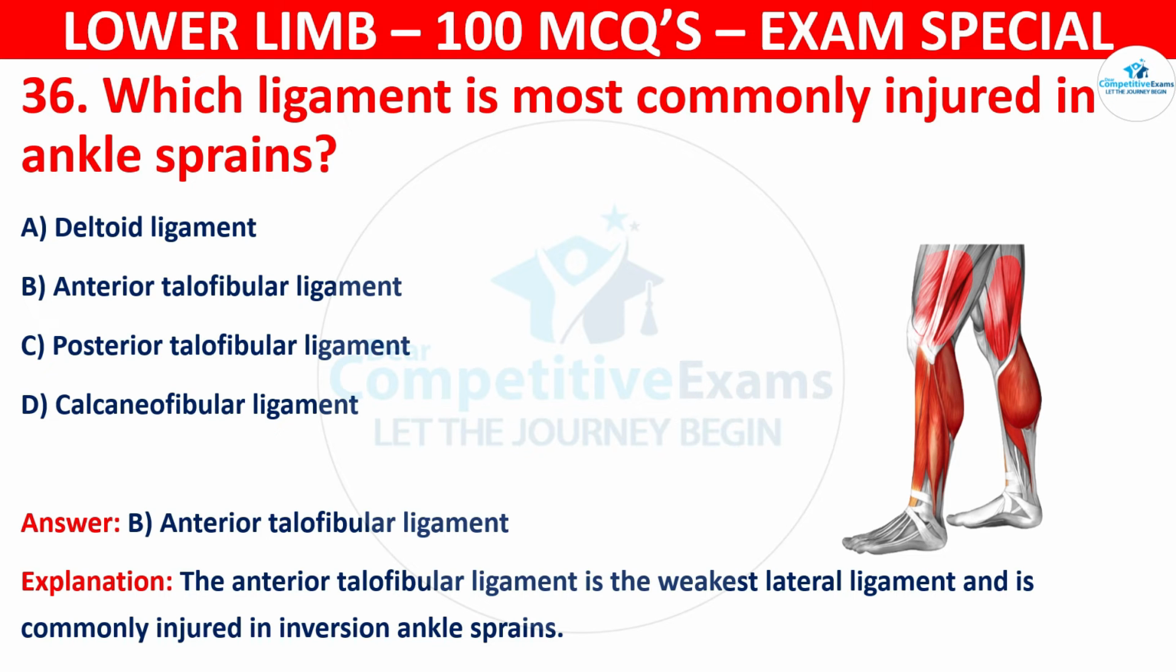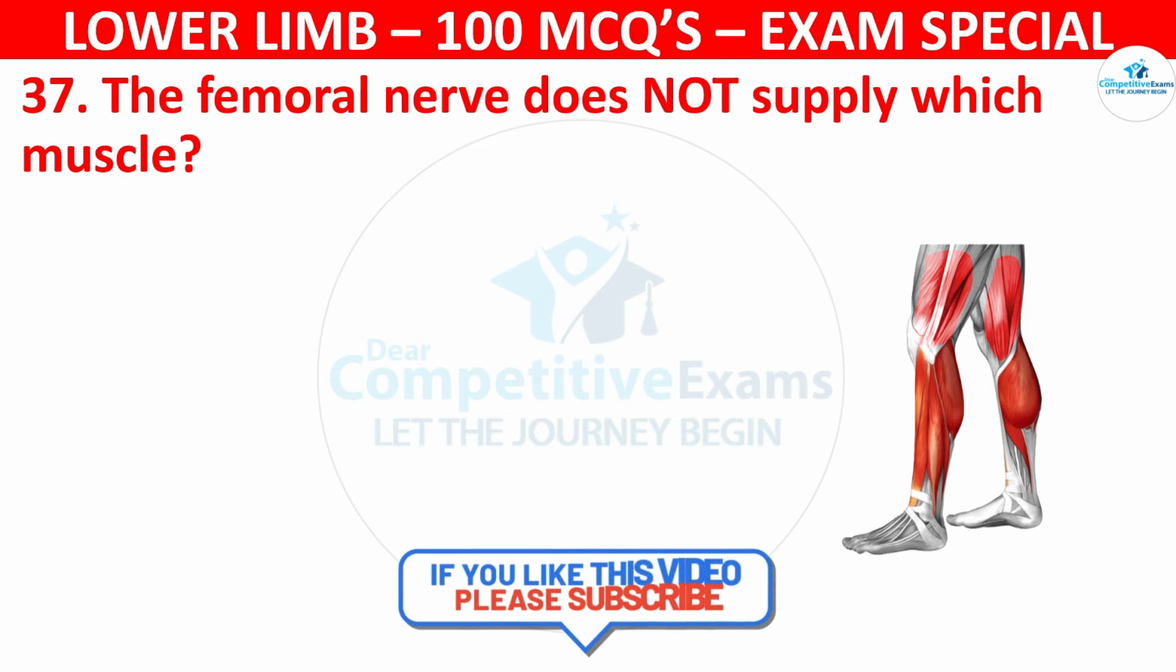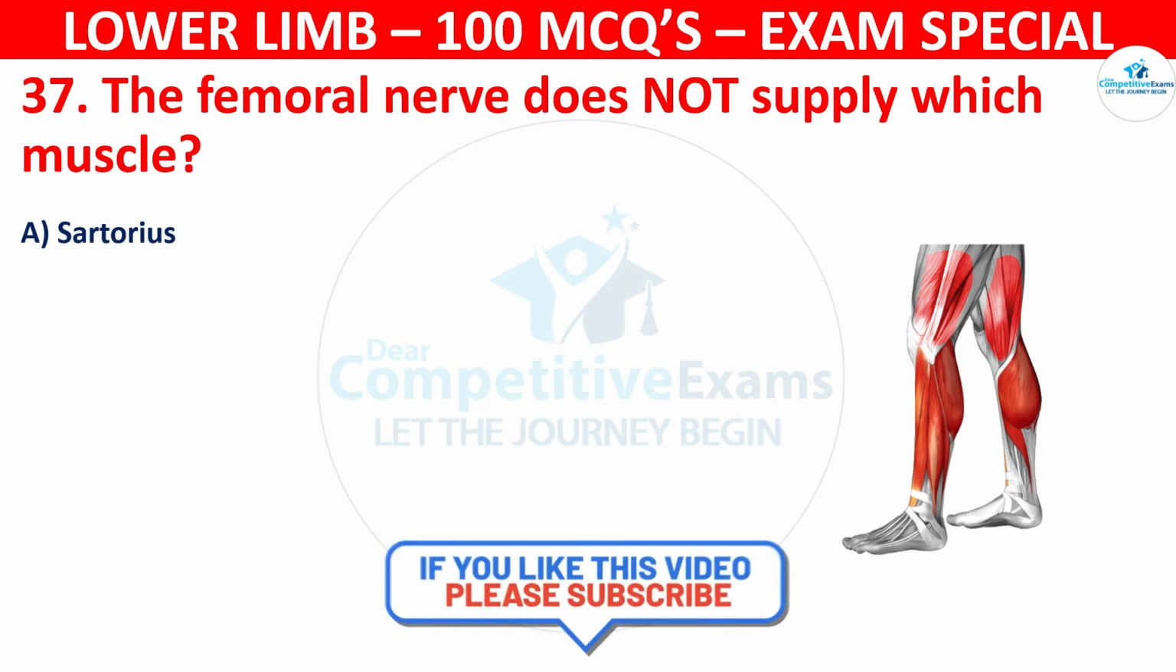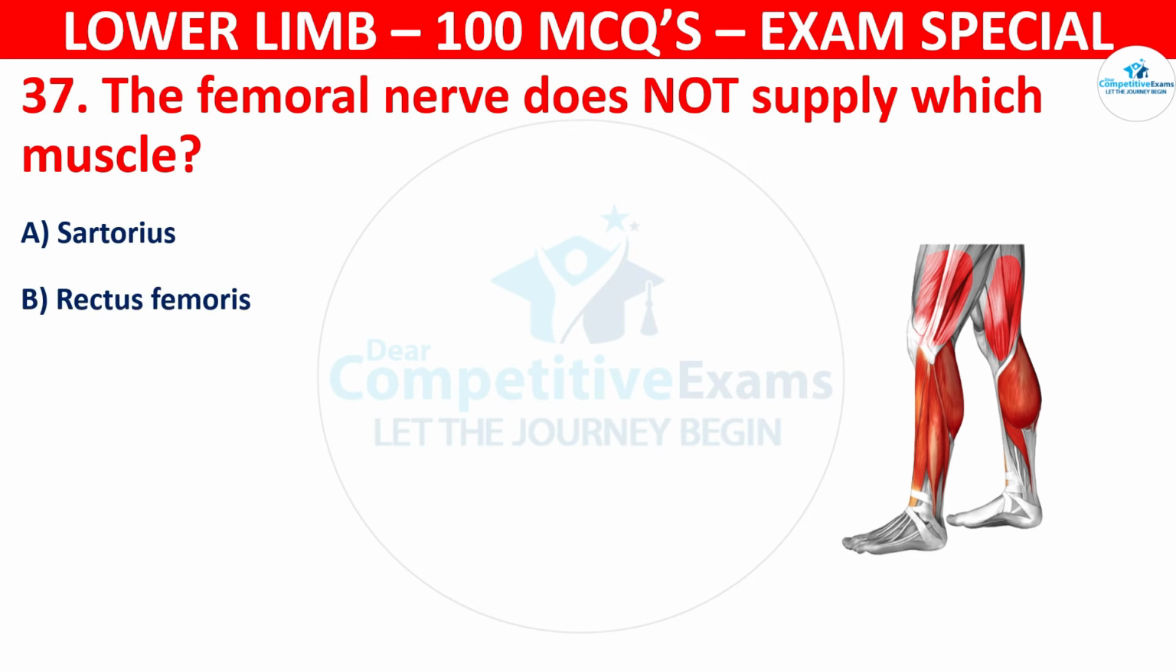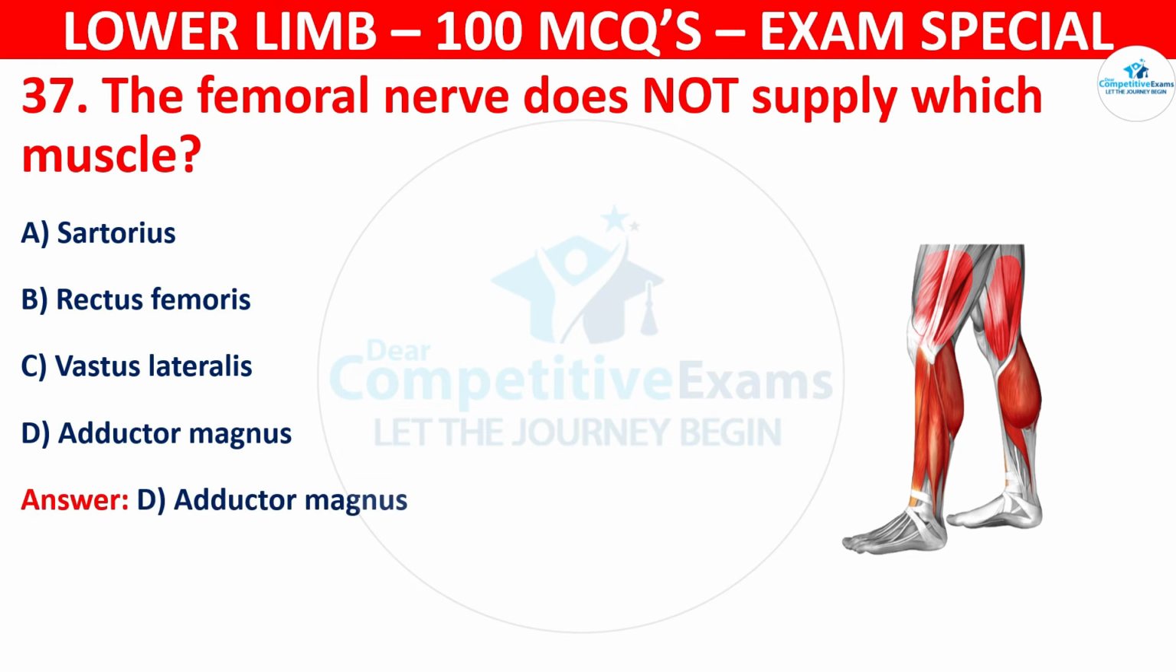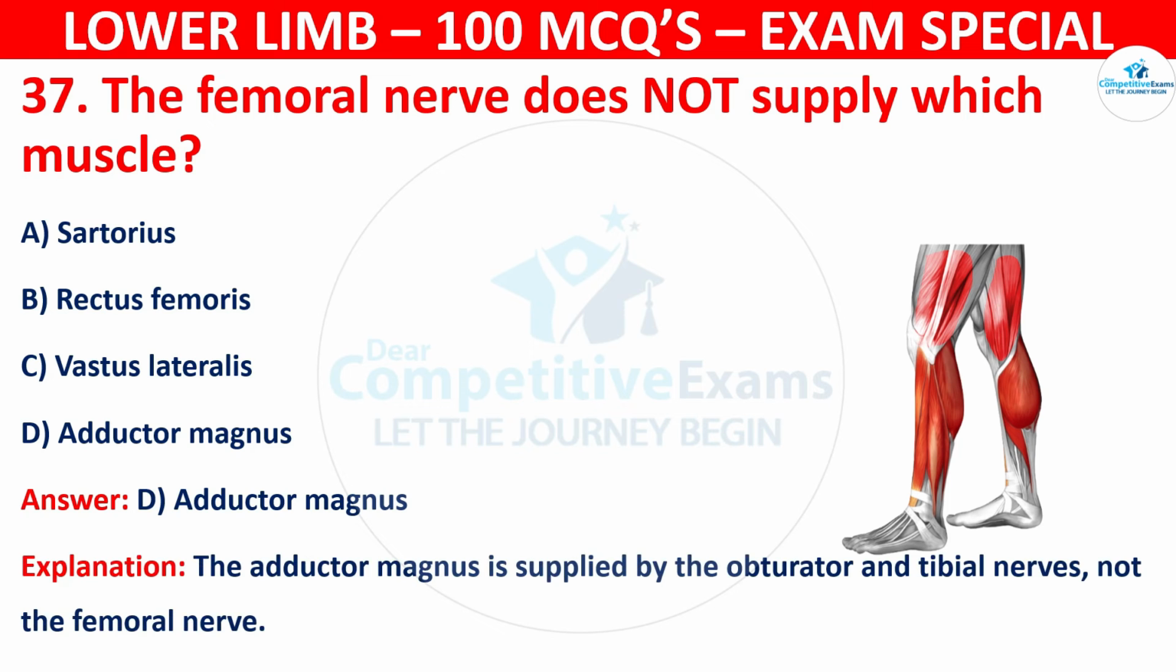Question number 37. The femoral nerve does not supply which muscle? Your options are sartorius, rectus femoris, vastus lateralis, or adductor magnus. The correct answer is D, that is adductor magnus. The adductor magnus is supplied by the obturator and tibial nerves, not the femoral nerve.